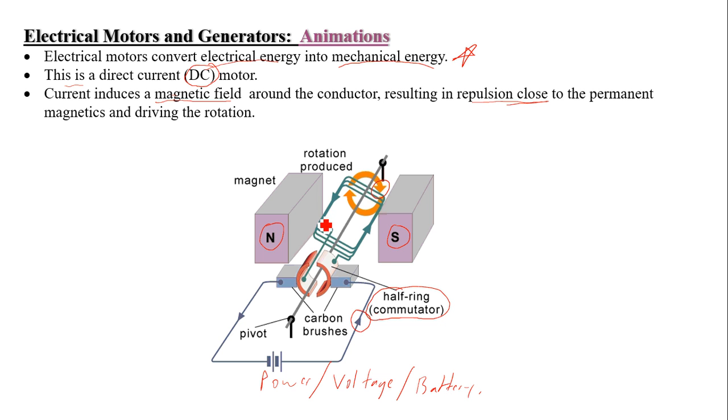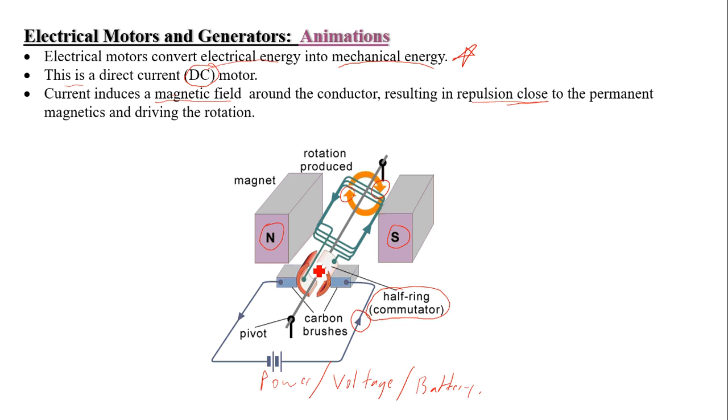On the other side, the magnetic field that's generated on this side is going to be north as well, so it will oppose this one and it will repel, and that's why we see the turning in a clockwise direction of this coil of wire that we have here.